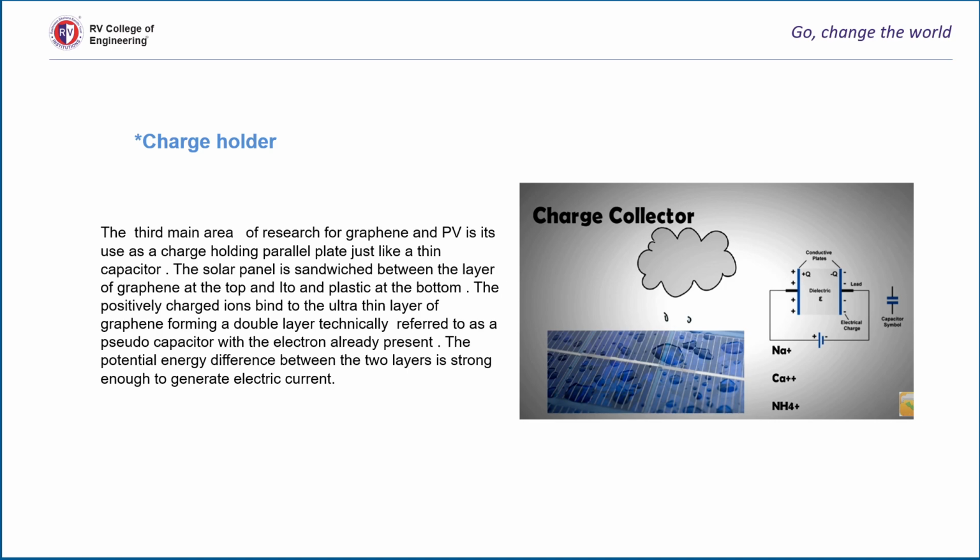The solar panel is sandwiched between the layer of graphene at the top and indium tin oxide and plastic at the bottom. The positively charged ions bind to the ultra thin layer of graphene, forming a double layer, technically referred to as a pseudo capacitor with the electrons already present. The potential energy difference between the two layers is strong enough to generate electric current.